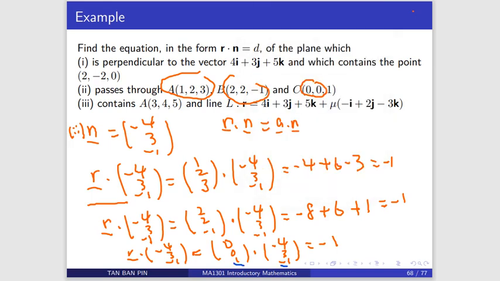So for part 2, to find the equation of the plane containing the points A, B, C, after you have found the normal vector, which is (-4, 3, -1), it doesn't matter which point you take. You can take point A, point B, or point C, and take it as a, and work out a dot n. It always gives you minus 1. So the answer you need to give is just r dot (-4, 3, -1) equal to negative 1.